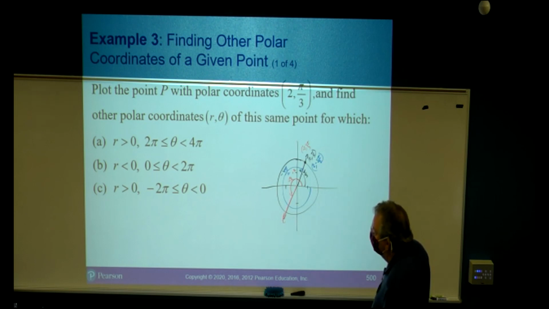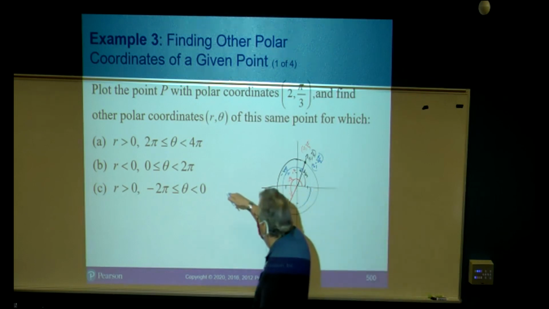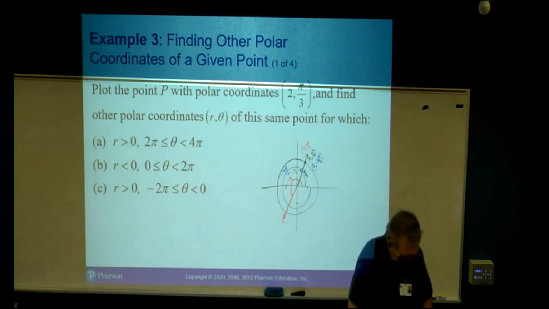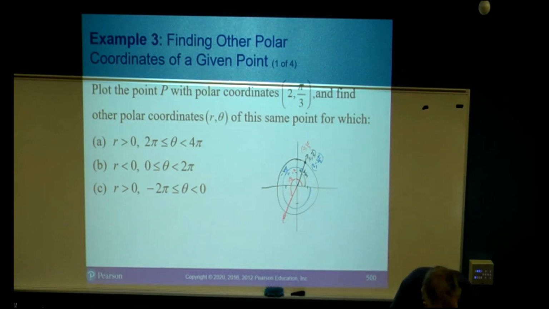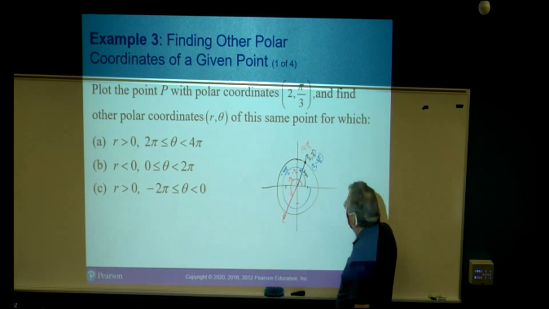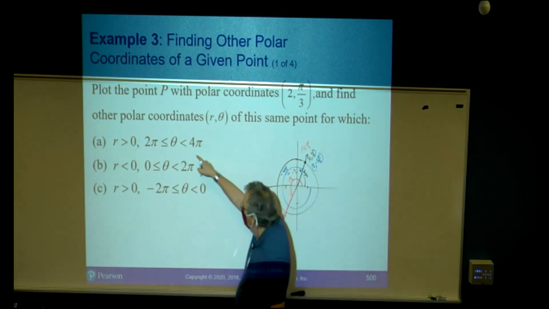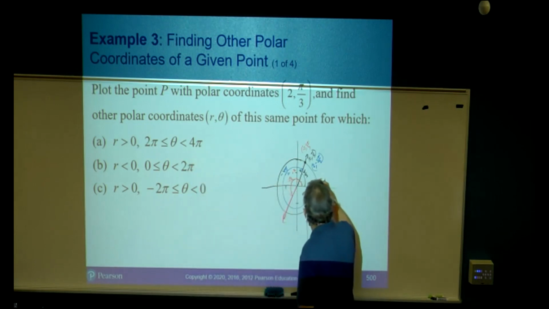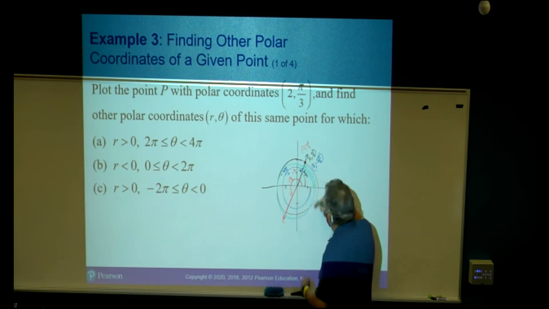And, oh, I didn't do letter A. Letter A, let me see if I have another one. I don't know if it shows up very well. Okay, so that means we want to go around once, in a positive direction. And then I come to here. So that's adding 2 pi to pi over 3.